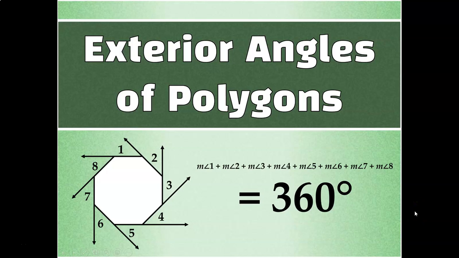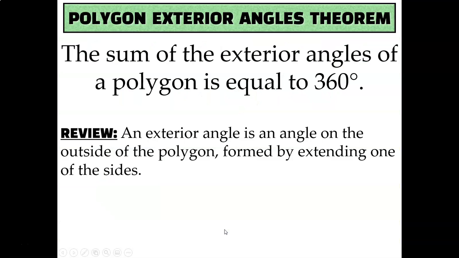Let's talk about how to calculate the exterior angle measurements of a polygon. Remember that an exterior angle is formed by extending one of the sides of the shape, so something like each of these numbered angles, those are all exterior angles, and for every polygon, the sum of those exterior angles will always be equal to 360 degrees.